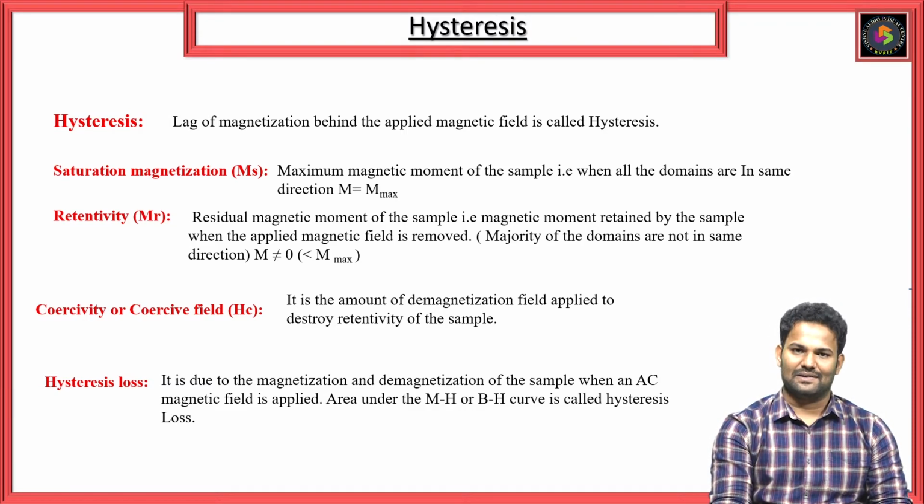Like eddy currents, some losses also occur in ferromagnetic samples while we are magnetizing as well as demagnetizing the sample. That is known as hysteresis loss. To identify the hysteresis loss, we already use several inductor coils, like the coils used in a fan.